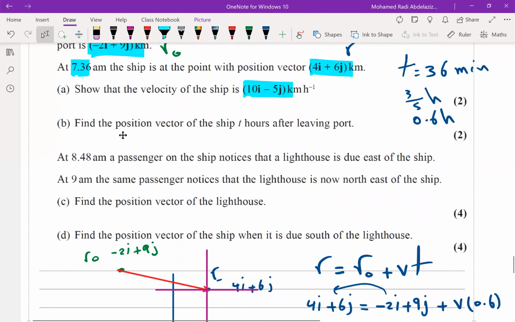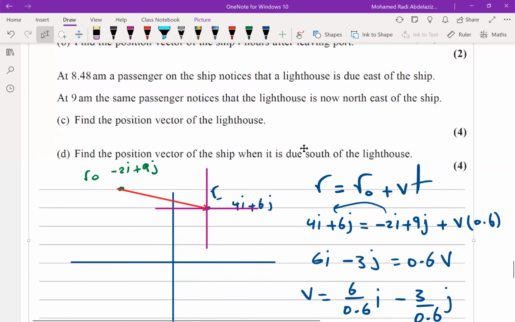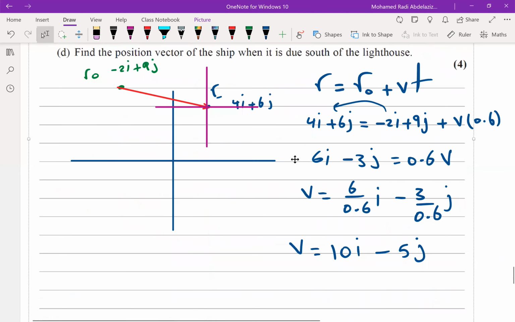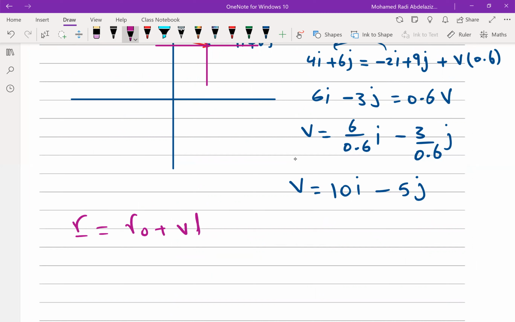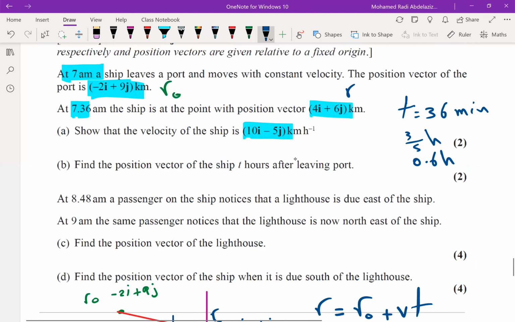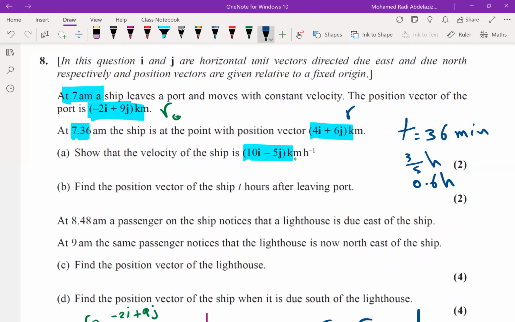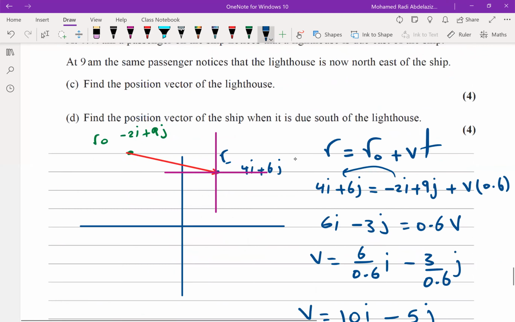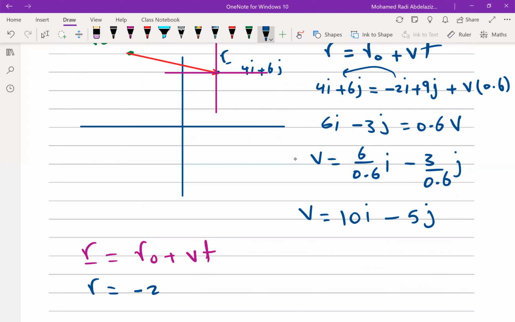In part B, find the position vector of the ship t hours after leaving the port. In general, to get the position vector, r is equal to r0 plus vt. So r is equal to, the port means the initial position, as written here, the position vector of the port is -2i + 9j, plus the velocity, which is 10i - 5j, multiplied by t.